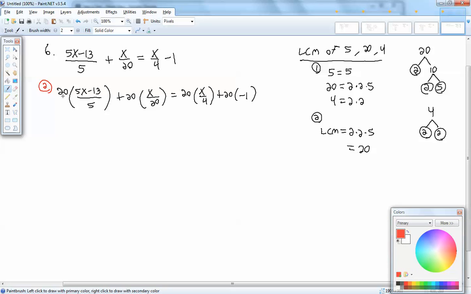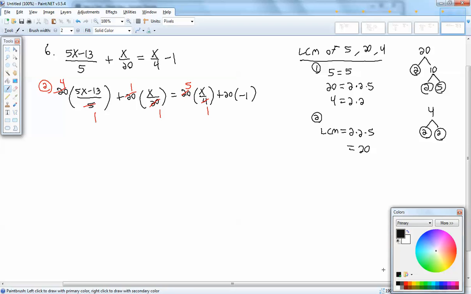Okay. Well, 20 and 5 are both divisible by 5. 5 divided by 5 is 1. 20 divided by 5 is 4. 20 and 20 are both divisible by 20. 20 divided by 20 is 1. 20 divided by 20 is 1. 4 and 20 are both divisible by 4. 4 divided by 4 is 1. 20 divided by 4 is 5.